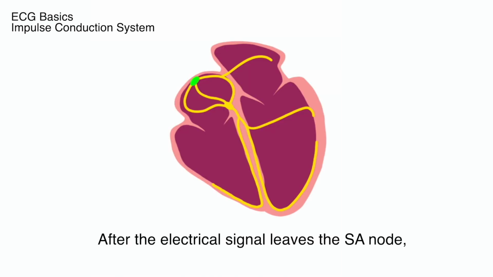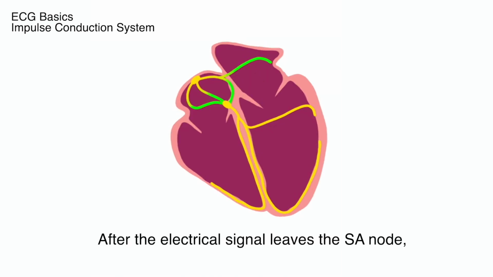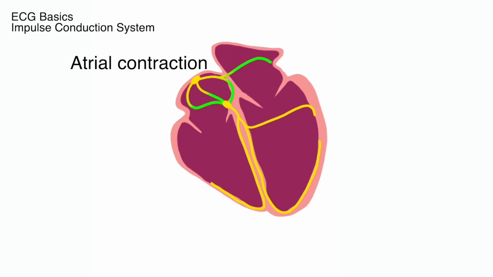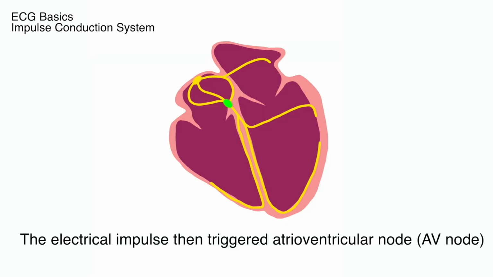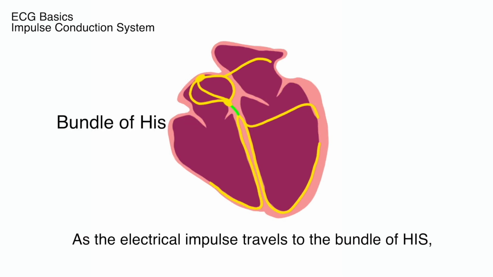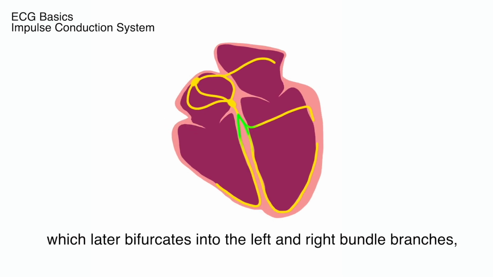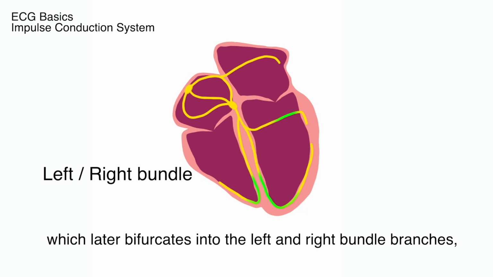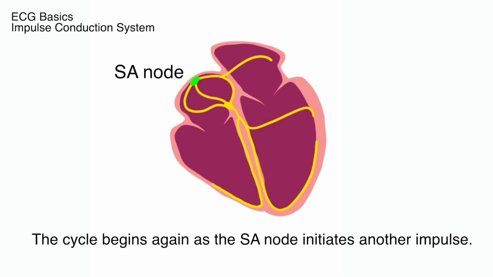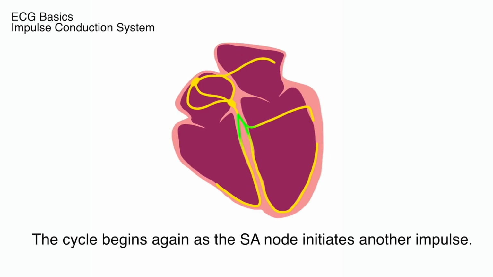After the electrical signal leaves the SA node, it spreads out through the atria and causes contraction. The electrical impulse then reaches the atrioventricular node, or AV node. The impulse travels to the bundle of His, which later bifurcates into left and right bundle branches, and transmits the impulse to Purkinje fibers. The cycle begins again as the SA node initiates another impulse.